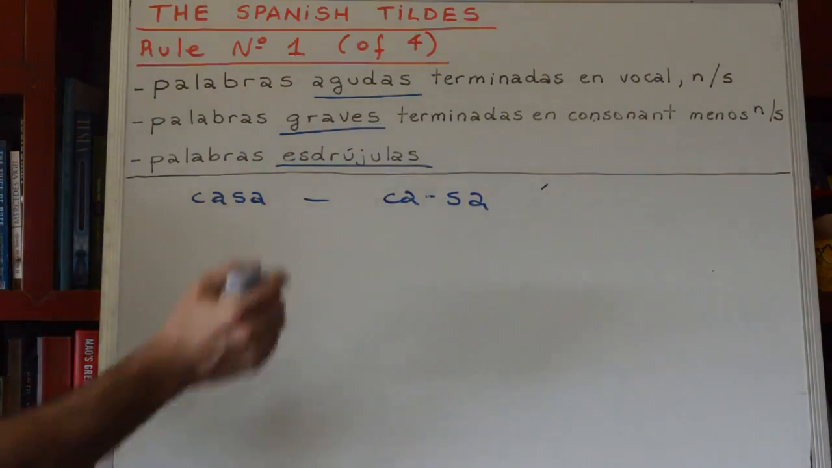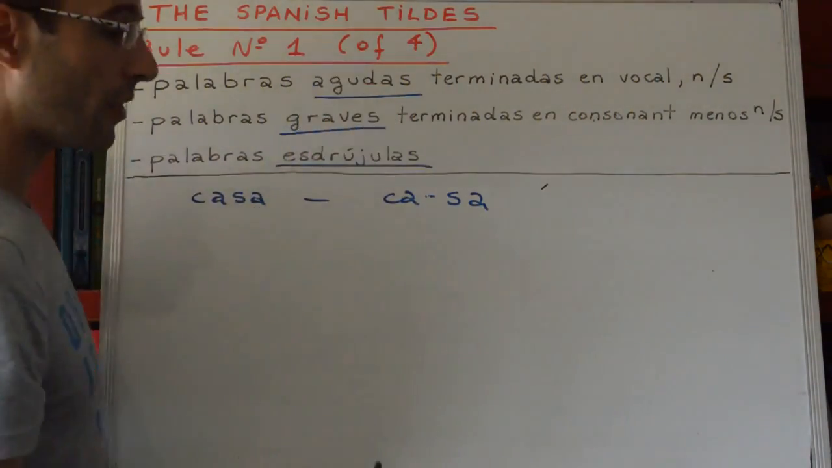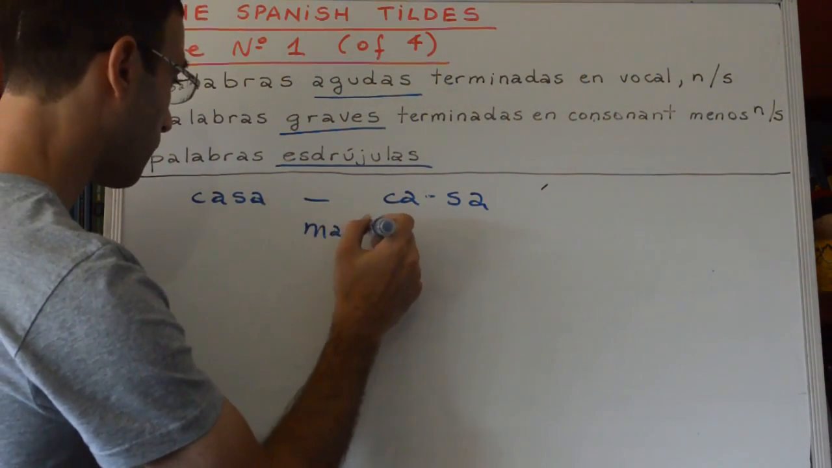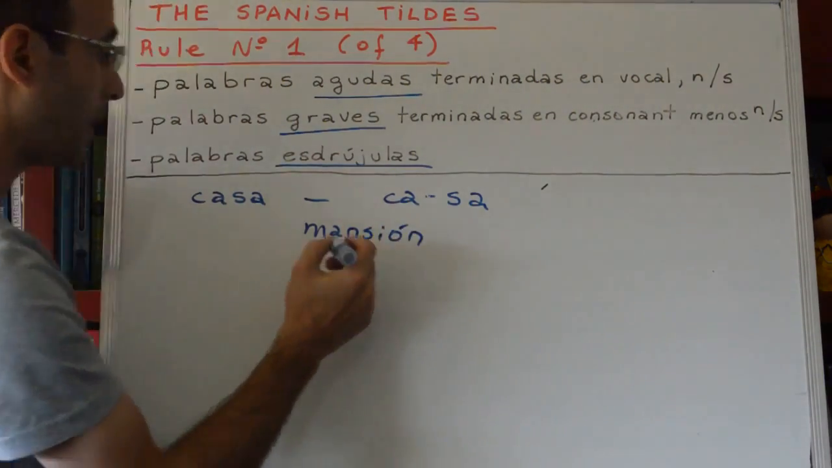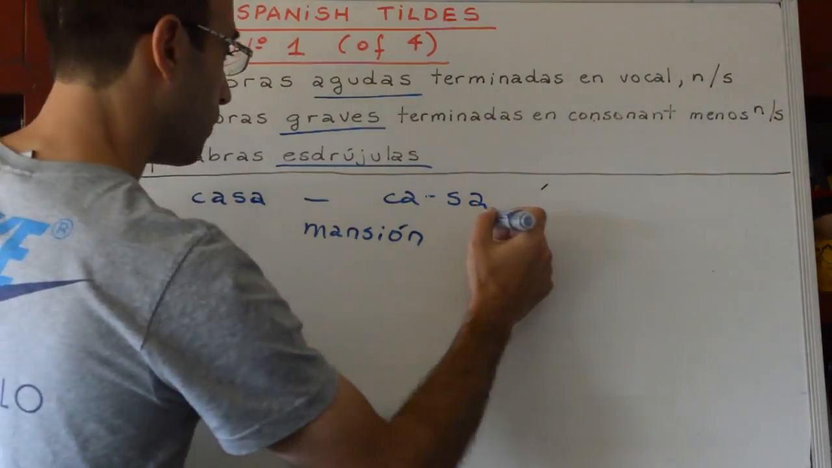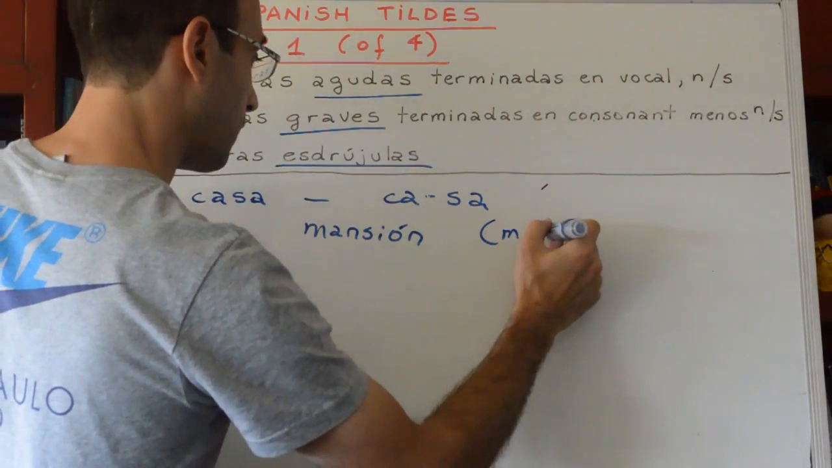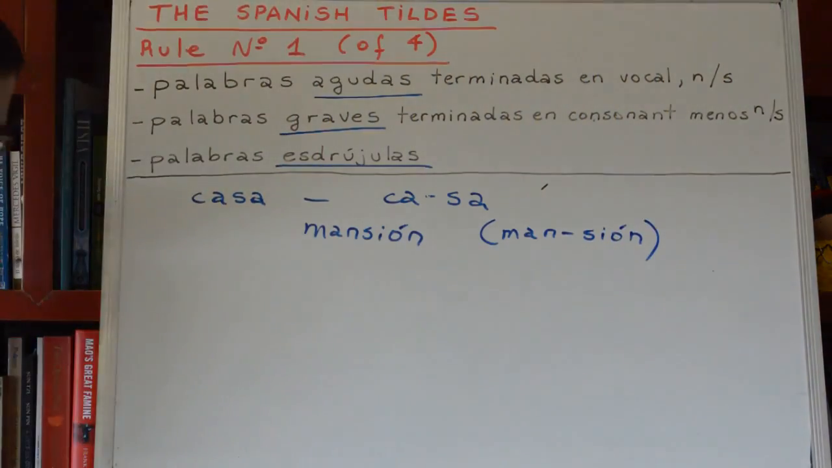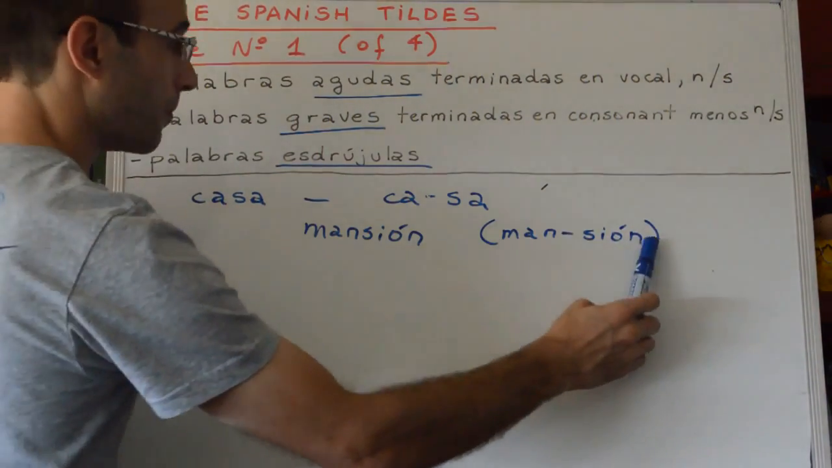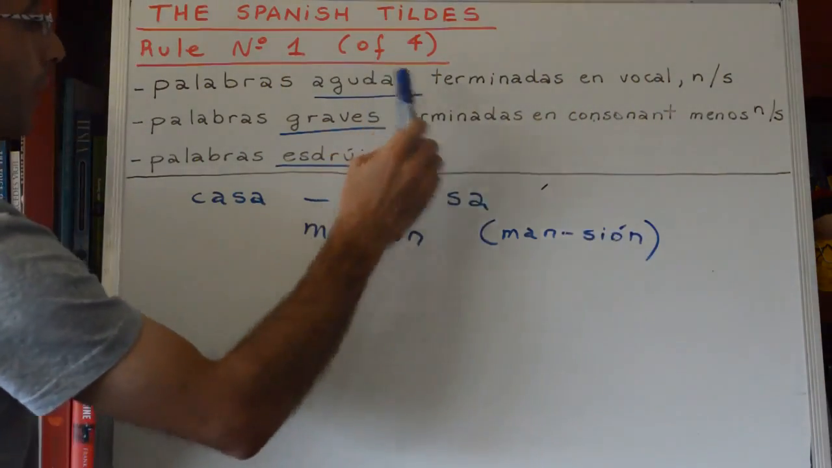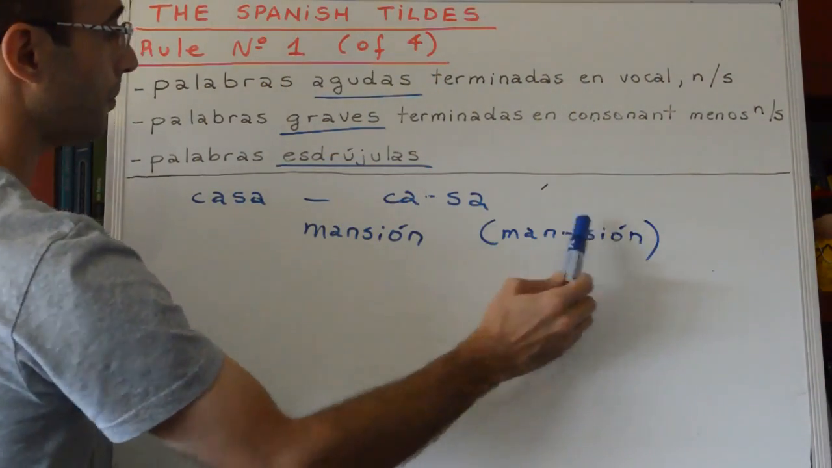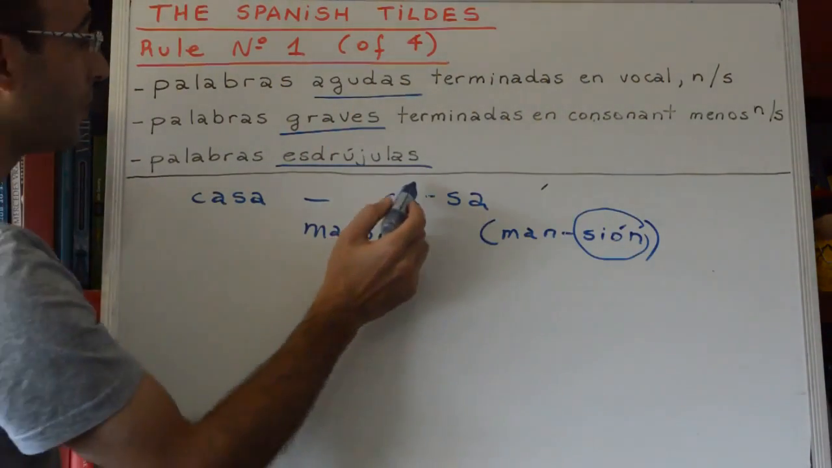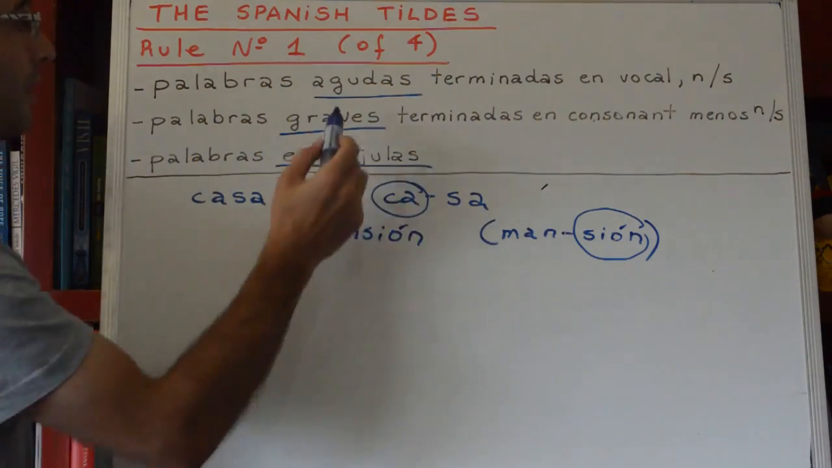Okay? A word that is aguda would be, for example, mansión. This means villa. Mansión goes like this in syllables: man, sión. The accent is in sión, okay? So this one is aguda, right? If the accent is in the last syllable, it is aguda. If the accent is in the last but one, it is grave.